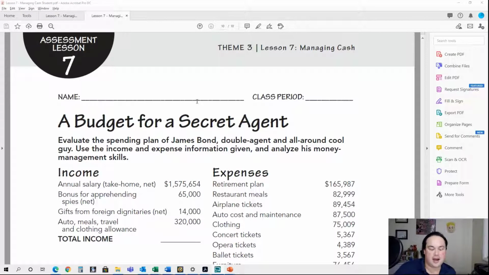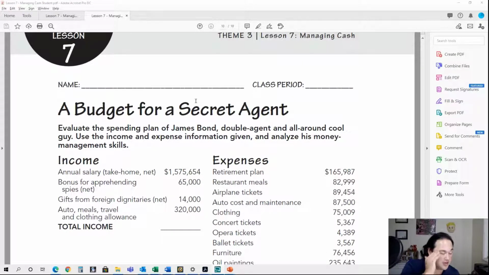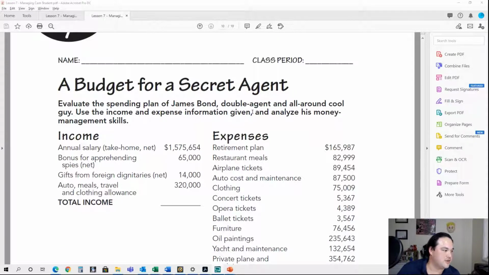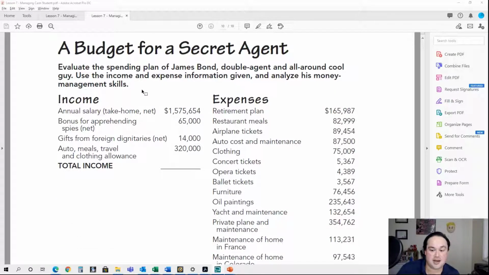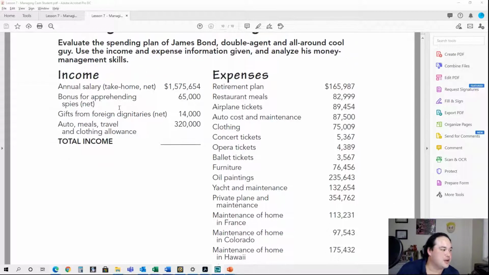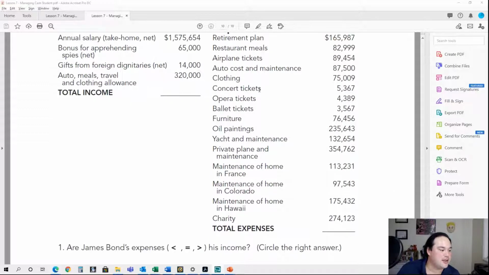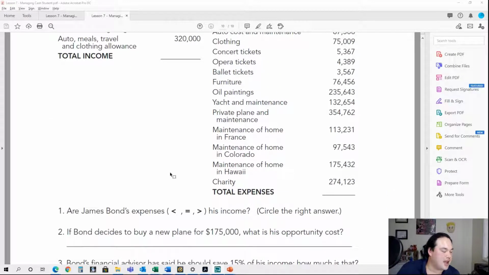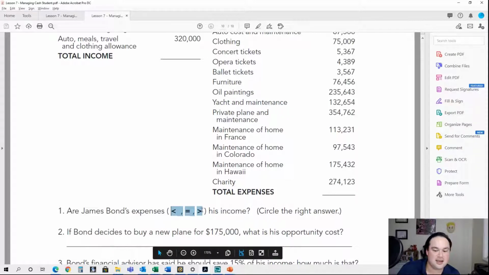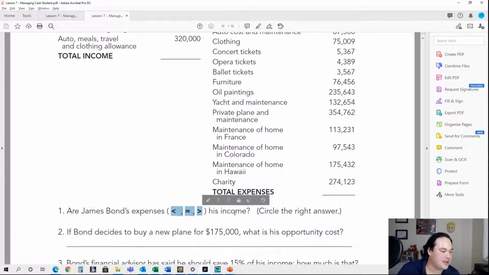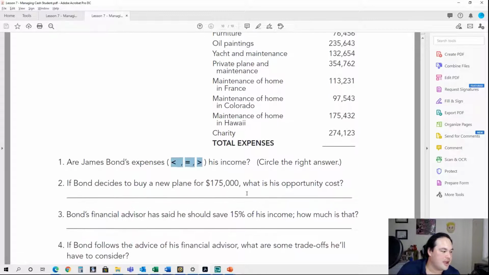One thing that I absolutely will do, regardless of how I modify the other one, is this last one on building a budget for a secret agent. Now, your kids might not even know who James Bond is, and that's fine. But there's some information here where the kids can calculate total income and then look at expenses. And you're going to have to explain what some of this stuff is: less than, equal to, more than the income, and then here it's having a question about opportunity cost.